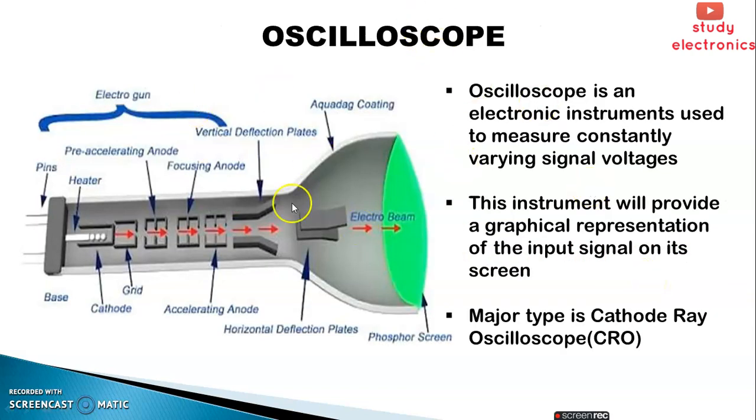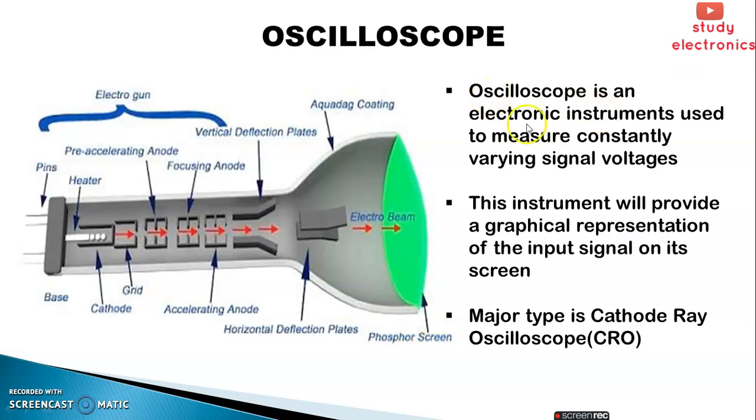Next, oscilloscope. This is an image of an oscilloscope, CRO, and here we see the pins and the base and the heater, and a cathode is attached here, and a grid is here, and pre-accelerating anode is here, and focusing anode and accelerating anode here. So this part is known as electron gun, and vertical deflection plate is here and horizontal deflection plate is here. This is aquadag coating, and this is the electron beam passing through it, and this is the phosphor screen. So we can see the image through the phosphor screen.